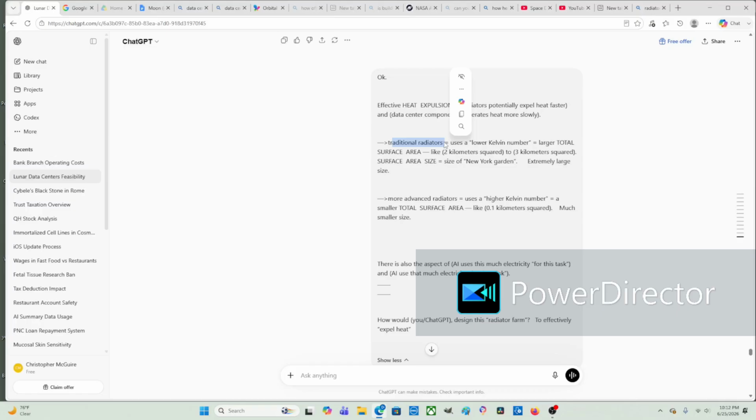And then if the data center is using more electricity and more sophisticated AI software, like AI generating videos, generating pictures, AI thinking for itself, analyzing very complex things, it is using more heat. It is generating more heat. You're going to have to be using a level 2 radiator farm.